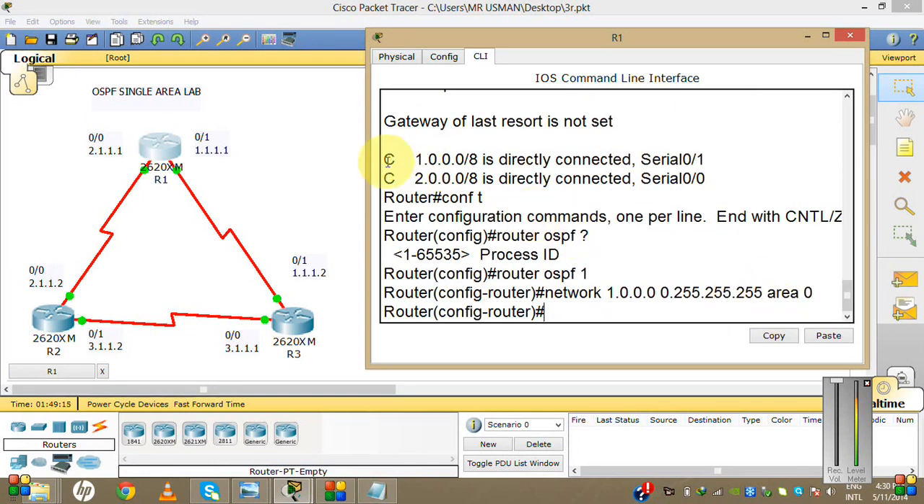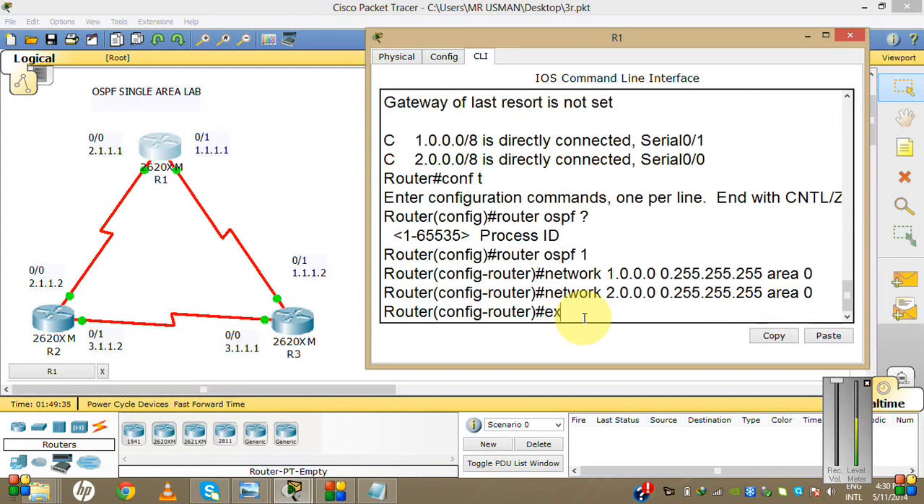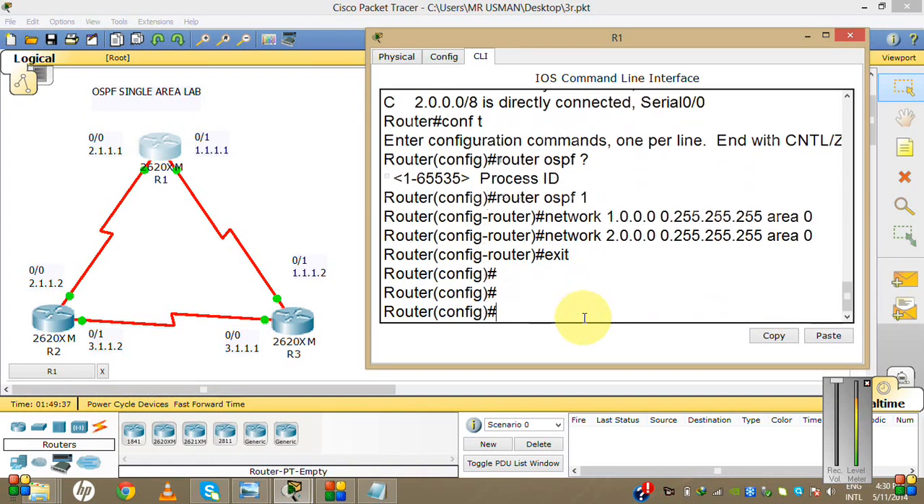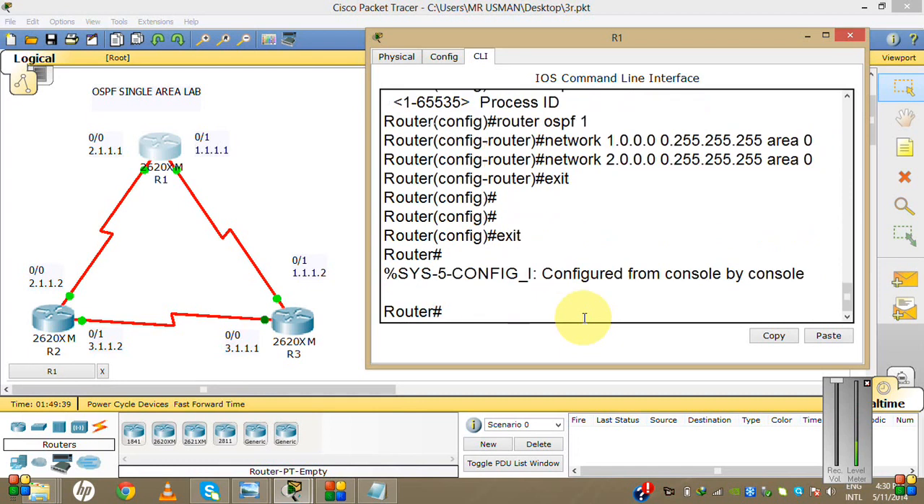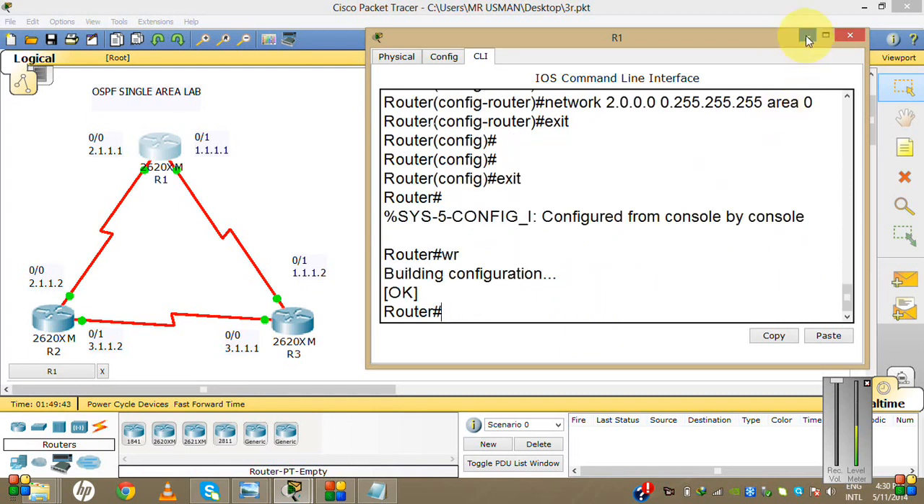Now going to advertise the next route, network 2.0.0.0, wildcard mask 0.255.255.255, area 0, enter. Now I have advertised my directly connected routes. Then write to save the configuration.